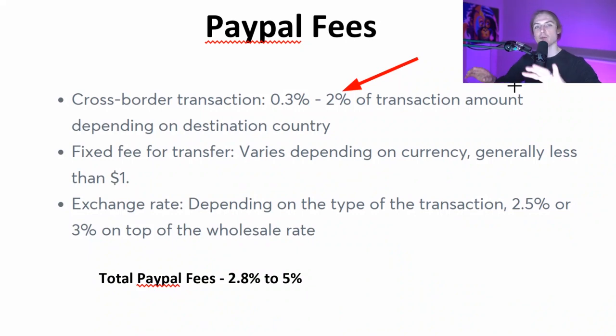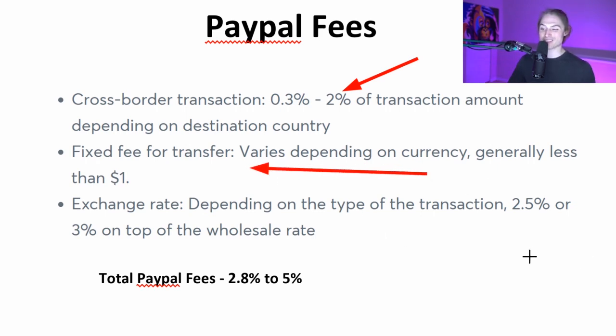So if you're going to be sending money to them on PayPal, here's what the fees look like. So we take a look right here. When you're sending money across borders, you pay 0.3 to 2% of the total transaction amount. There's a fixed fee, and then there's also the exchange rate, which is 2.5 to 3% on top. Now this starts to add up and ends up being about 2.8 to 5%. Now if you're using a debit or a credit card also on top of this, they'll add another 3%. So that could make it end up being 5% to 8%. That's a lot. It's almost 10%. Well, I guess it's only half of 10%, but it's a lot of money.